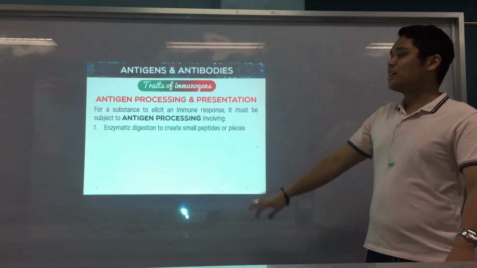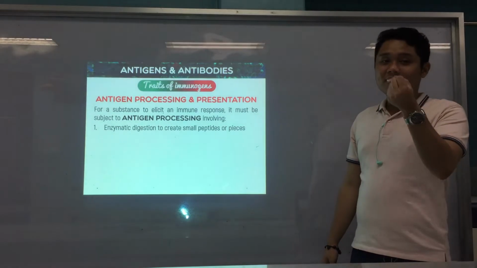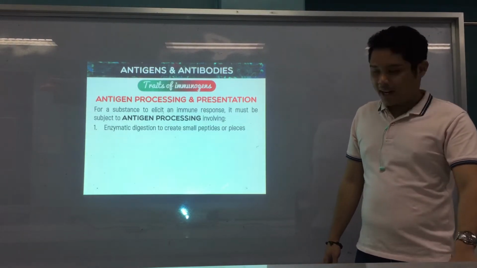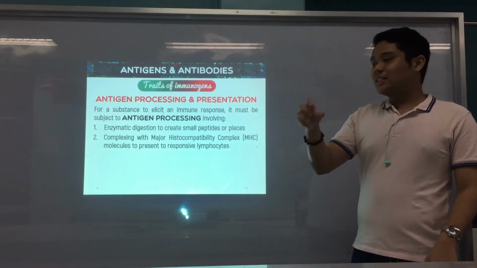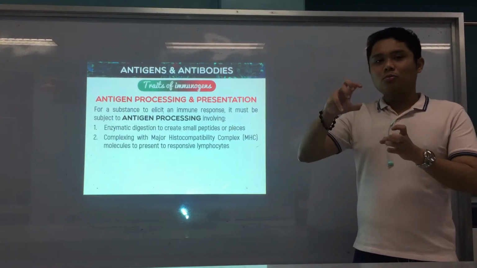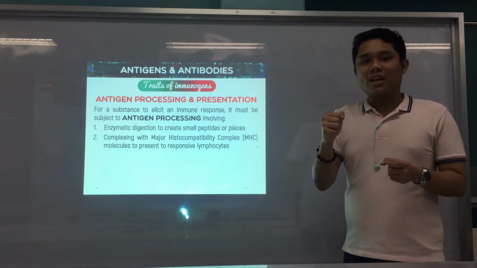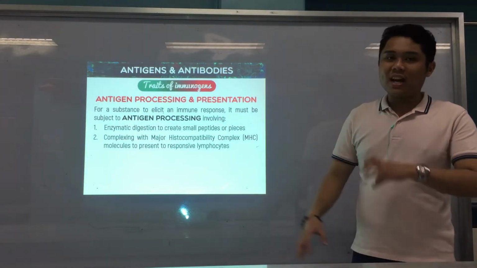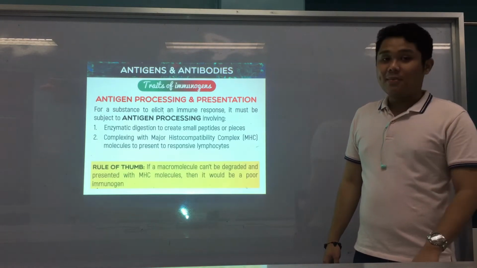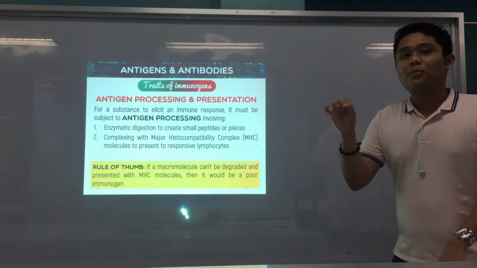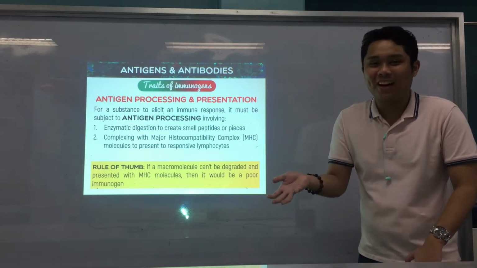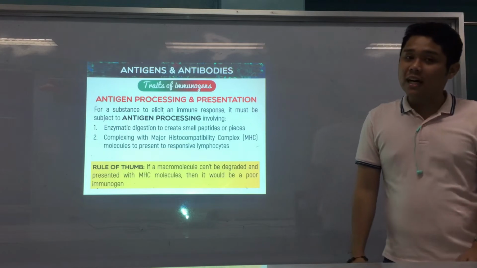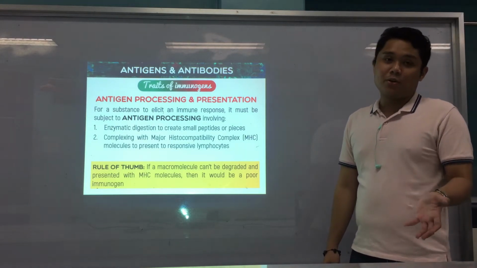So your antigen is digested enzymatically by the cell, for example phagocytes. Once digested, a portion of the antigen is taken and complexed with what we call the MHC molecules and presented to responsive lymphocytes. The antigen needs to be presentable to your responsive lymphocytes, because if not, it would not be able to produce an immune response from the host.